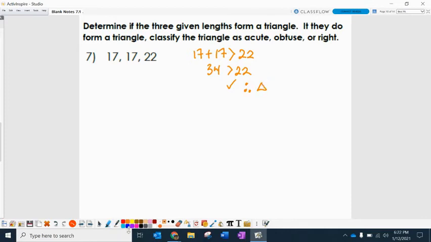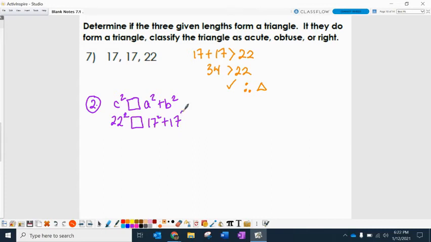So we're ready to proceed to step 2, which is checking to see, how does c squared compare to a squared plus b squared? We don't know, so I'm going to put a little blank there for us to fill in the sign for how it compares. 22 is my largest side, so it's going to be c. So it's 22 squared. How does that compare to 17 squared plus 17 squared?